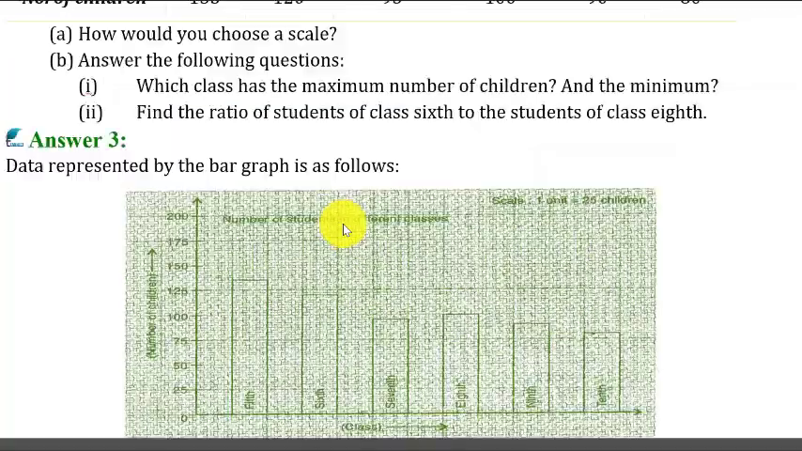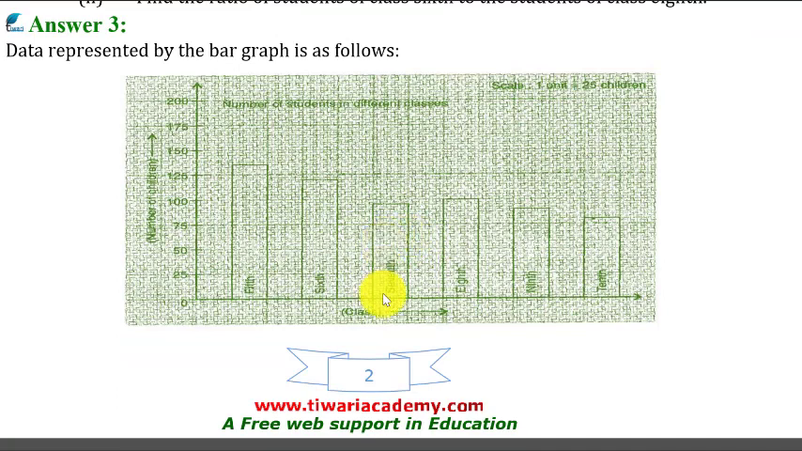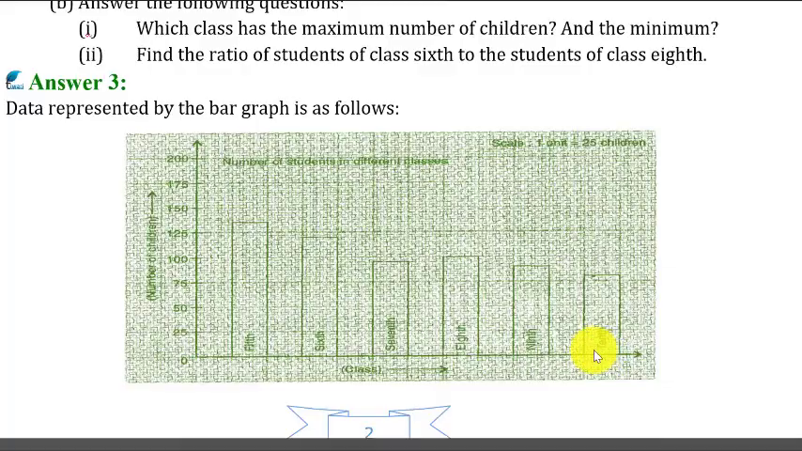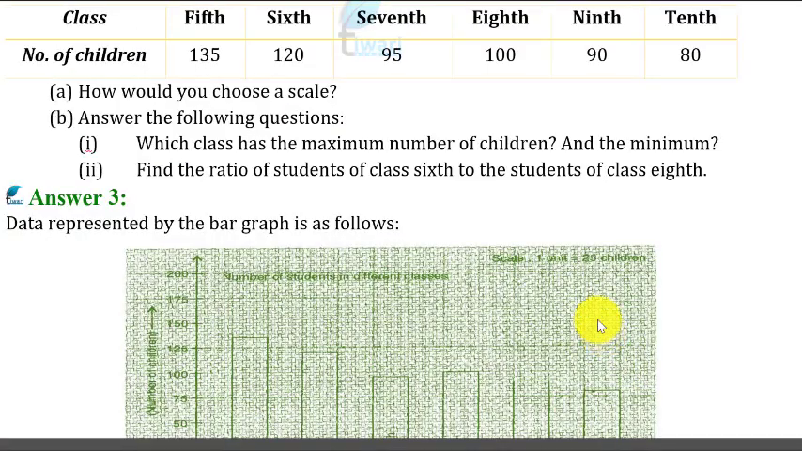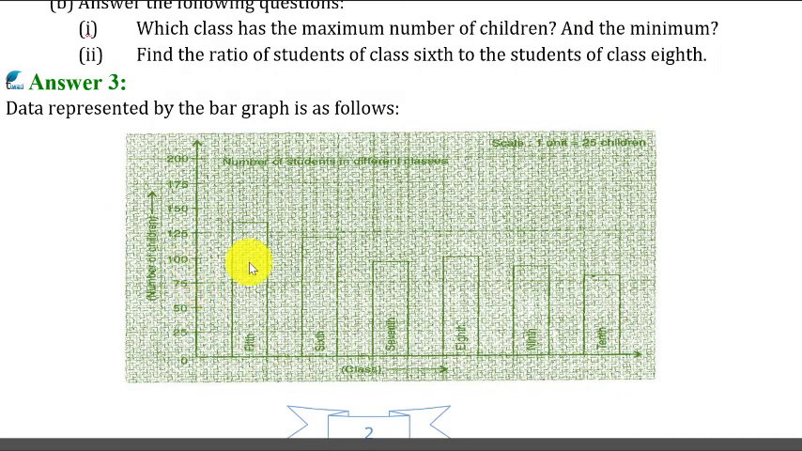Here 120 will be there, and then 7th standard is 95. So 7th standard can take, which is in between 75 and 100, and then 8th is 100. So 8th we can take exactly 100, which is given here, and then 9th is 90, which will be in between 75 and 100. So here we get the 9th standard, and 10th is given 80, which is also in between 75 and 100. So you just take a near value. It is unable to take exact measurement. So the data represented by the bar graph is this.